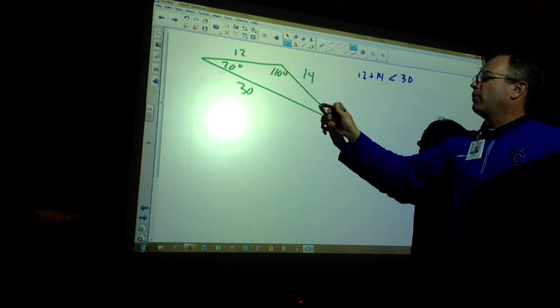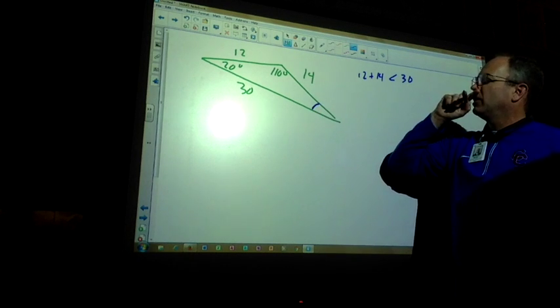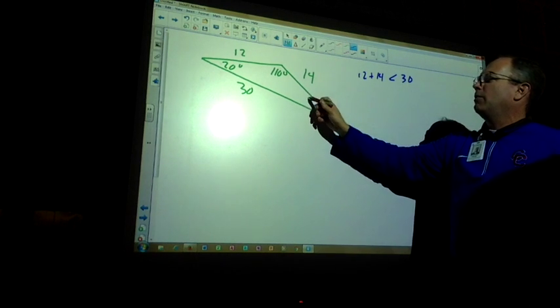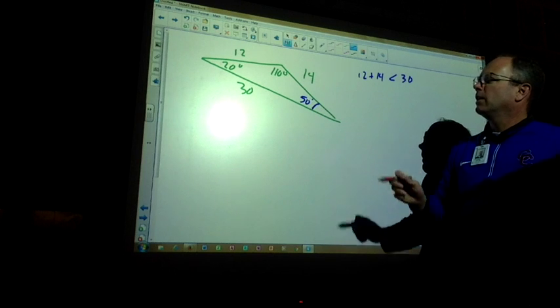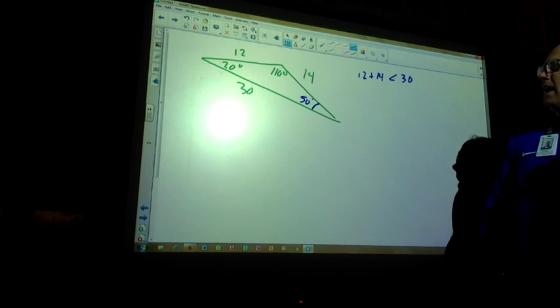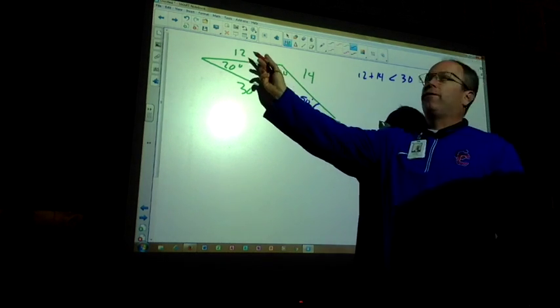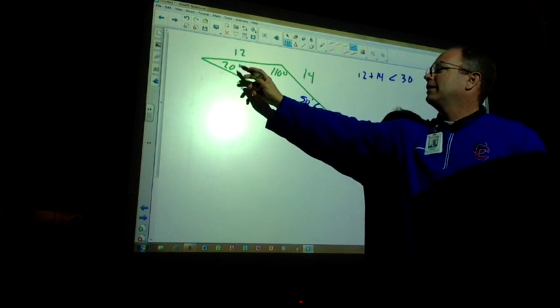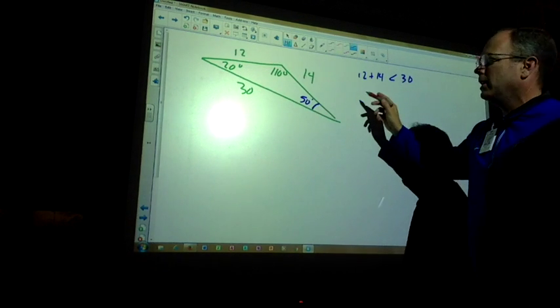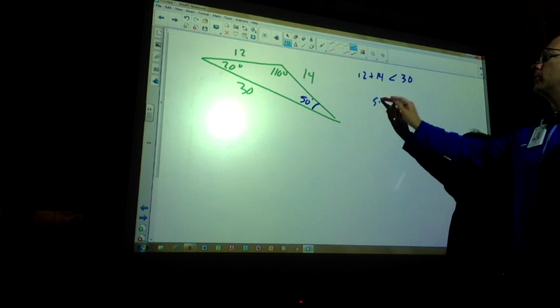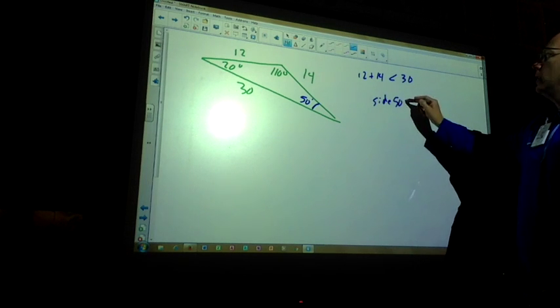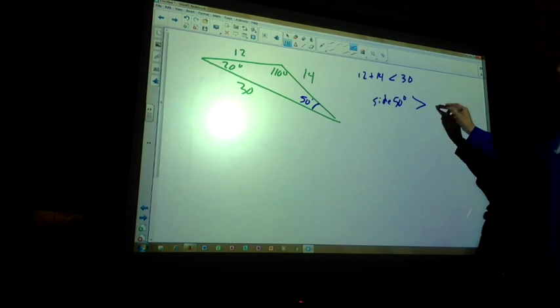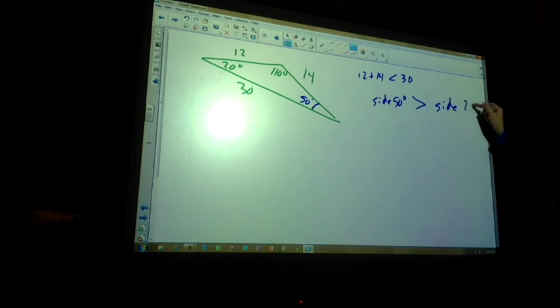Another thing to look out for here as well is how big would that angle be? I don't know if that'd be 50, right? And that would then mean that the side opposite of the 50 is 12. The side opposite of the 20 is 14. So the side opposite of the 50-degree angle must be greater than the side opposite of the 20-degree angle, because it's the larger angle. Right? Hinge theorem, yeah.